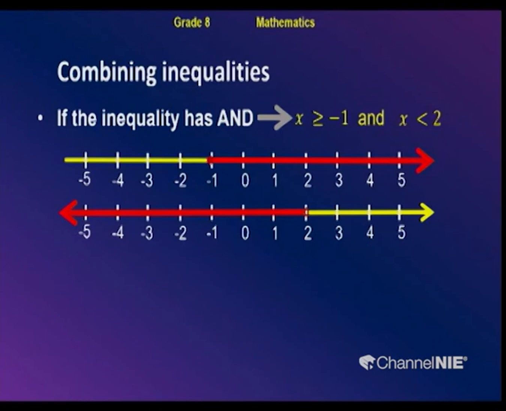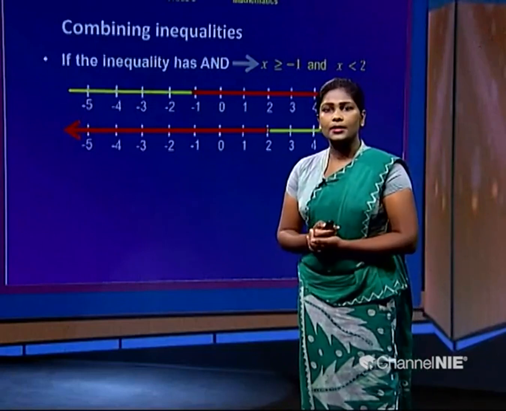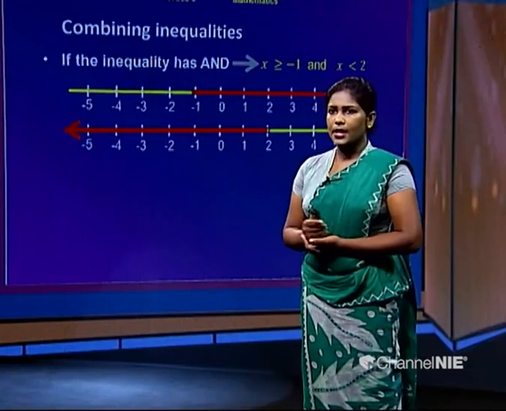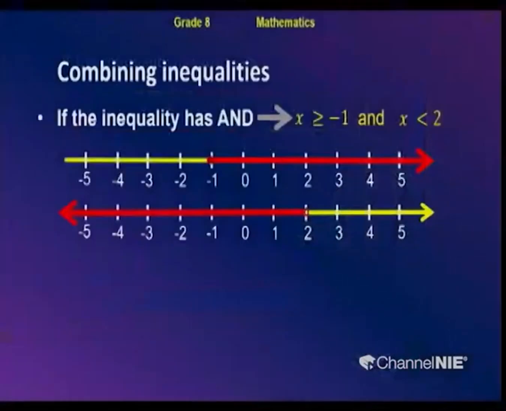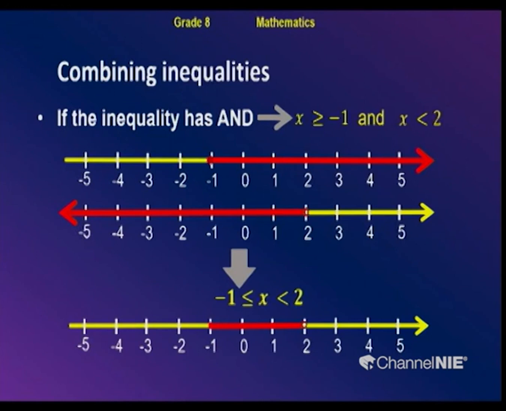Now we have to combine these inequalities. Combining these inequalities means you have to connect them. Now look at this. There is a common part of these inequalities. So we can take the x values. When we are combining these two inequalities, you can take the common line. That means minus 1 is less than or equal to x, and x is less than 2.